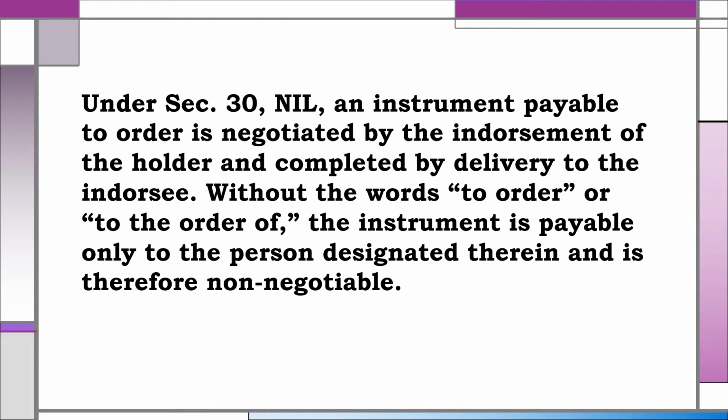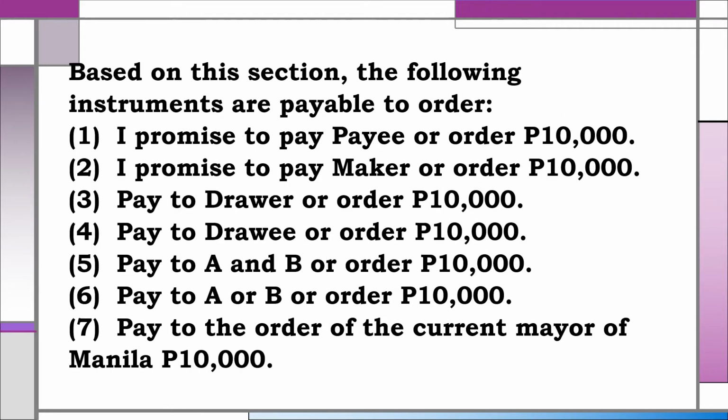Under Section 30 of the Negotiable Instruments Law, an instrument payable to order is negotiated by the endorsement of the holder and completed by delivery to the endorsee. Without the words "to order" or "to the order of," the instrument is payable only to the person designated therein and is therefore non-negotiable. Based on this section, the following instruments are payable to order.